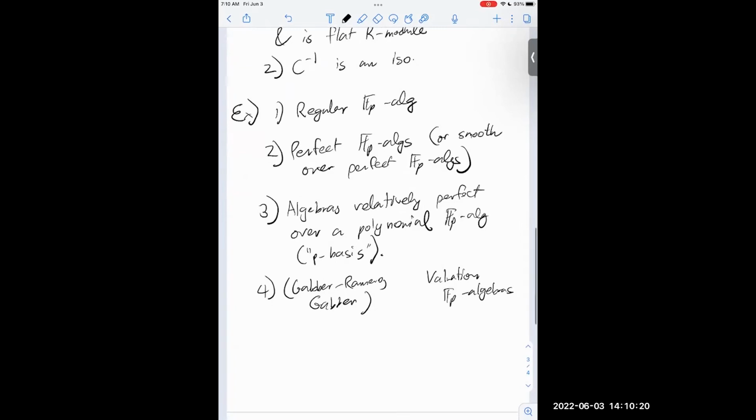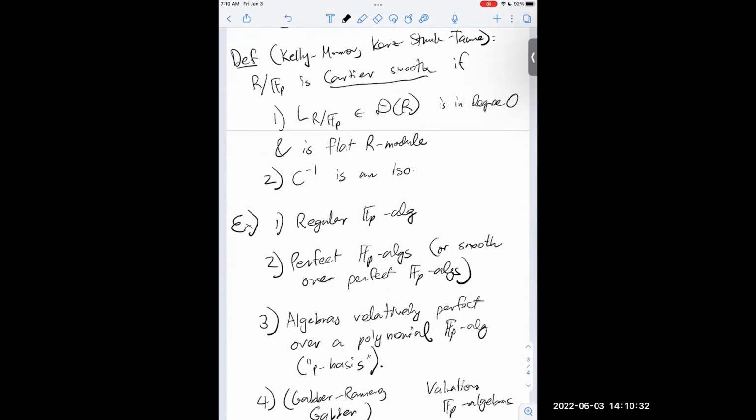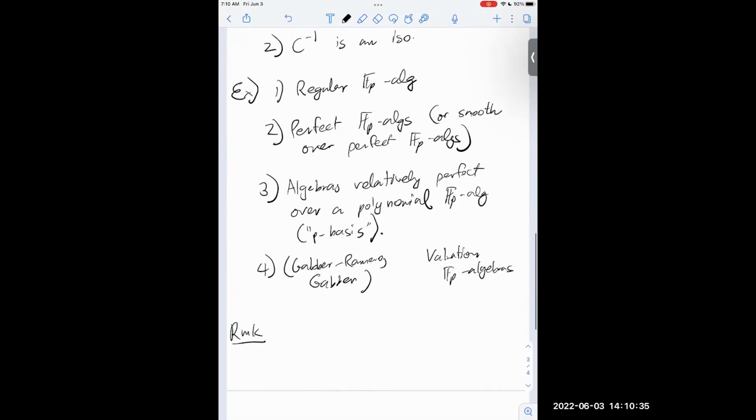Let me also remark, scrolling up to the definition of Cartier smoothness, that it's two conditions. The first condition is on the cotangent complex, and the second is this C inverse being an isomorphism. The remark is that you actually need both conditions. This remark is due to Bhatt and Gabber, and there's an account on Bhatt's website. It's possible for an FP algebra to satisfy one but not two.